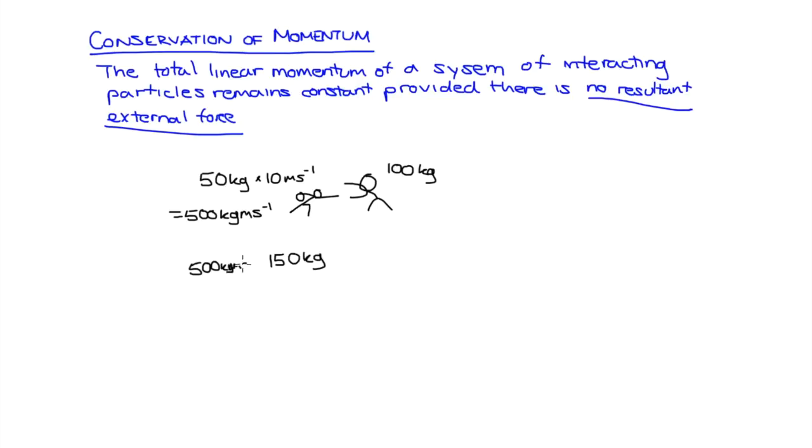And if momentum is said to be conserved, then the momentum, which is 500 kilograms times meters per second, will be equal to their total mass times their velocity. And so their velocity will be equal to 500 kilograms times meters per second divided by their total 150 kilograms. So as we can see, the units cancel out there. The kilograms cancel out.